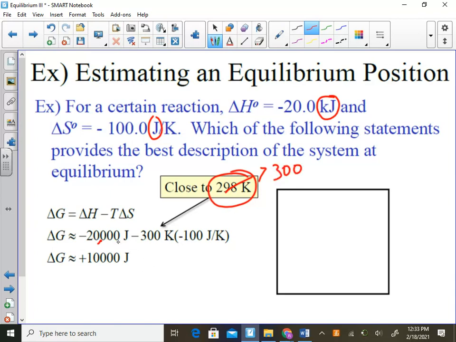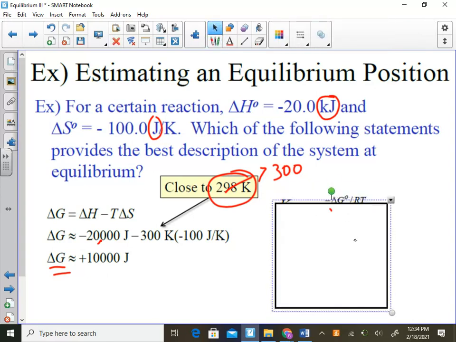And so after we do that, that's a little bit easier math. We have negative 20,000 minus a negative 30,000. And so we get a positive 10,000 joules. And so if we have a positive 10,000 joules, that's a pretty positive delta G. Now we can come over here and look at that.